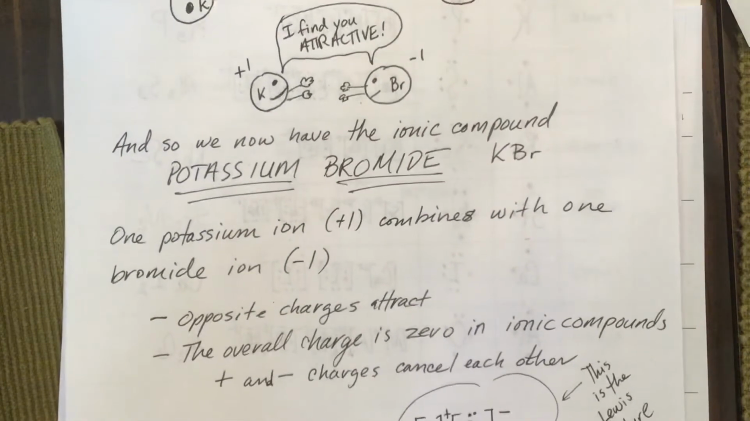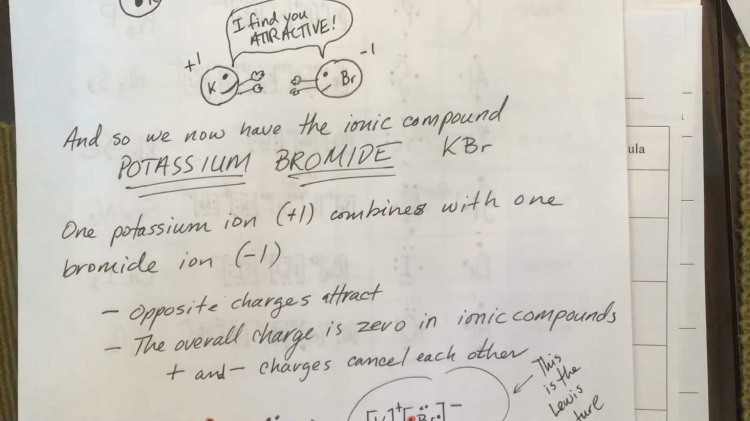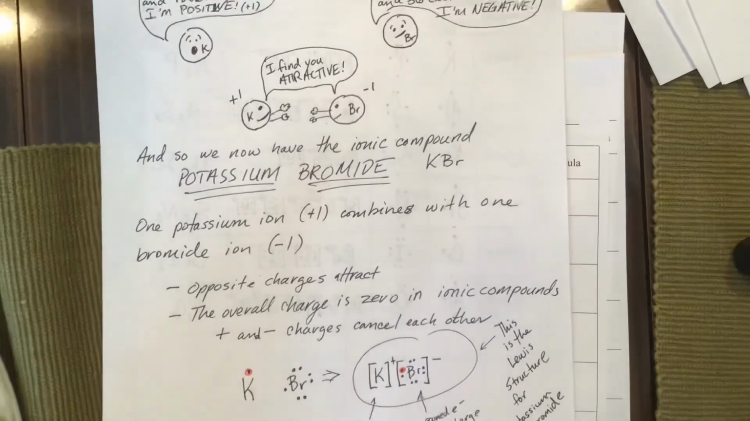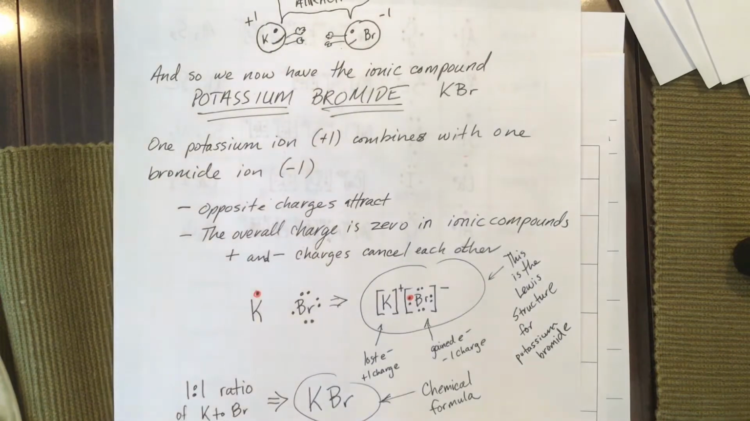Opposite charges attract. The overall charge in ionic compounds is going to be 0. In other words, they can combine in a ratio such that their positive and negative charges will counteract each other. Okay? So when we draw the Lewis structure, notice I made the electron for potassium red so you can see where it goes. It's going to go over here to bromine. When we draw the Lewis structure, we put potassium in brackets and we don't put electrons around it, even though we know it's got a full outer shell. But what we're trying to show is it's lost electrons. And now it has a +1 charge.